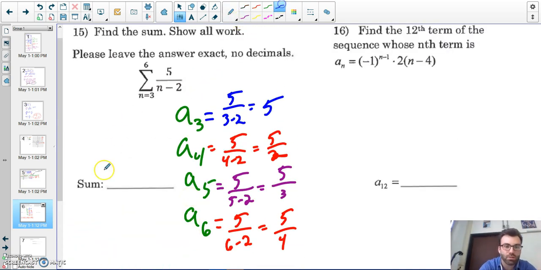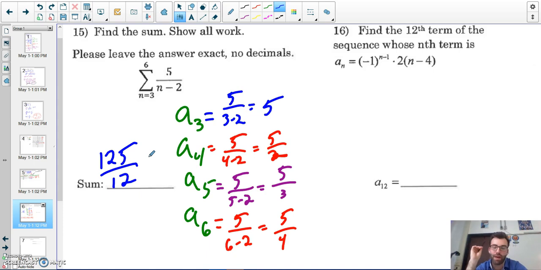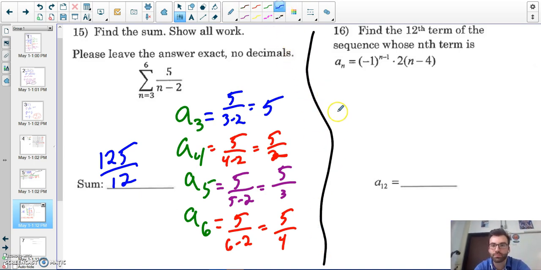I got 125 over 12. Now you're going to have a weird decimal. Just press math, enter, enter. Math frac. It's the first one. And I'll give you the fraction.